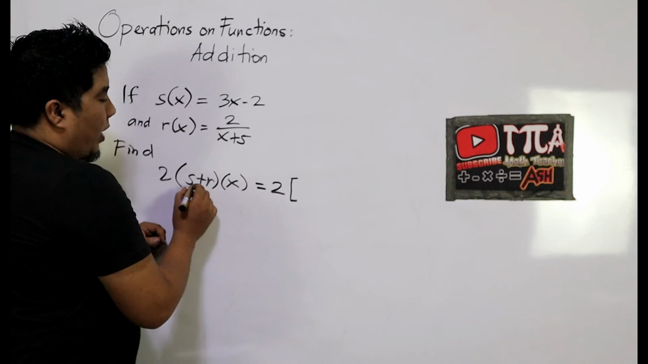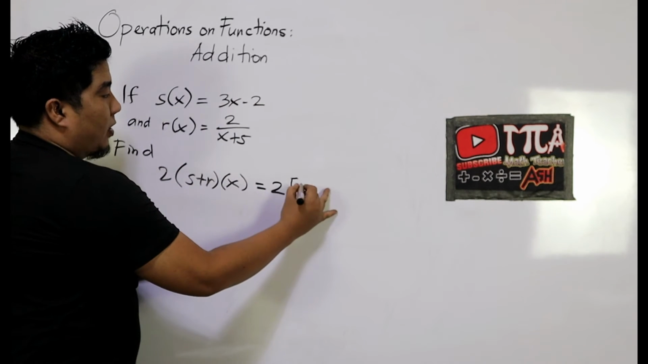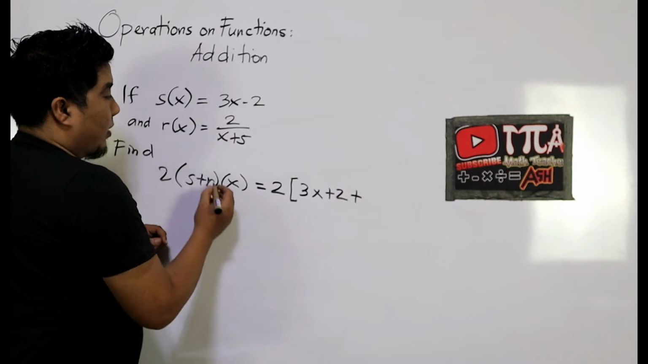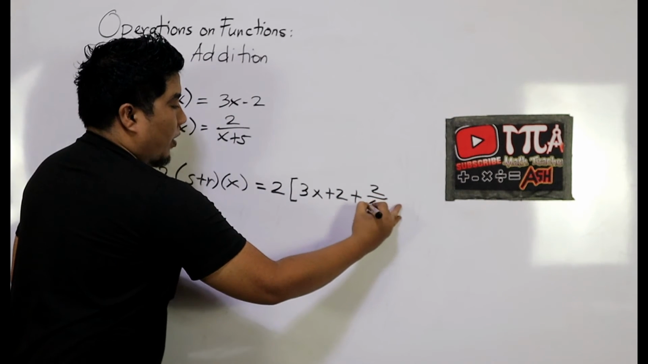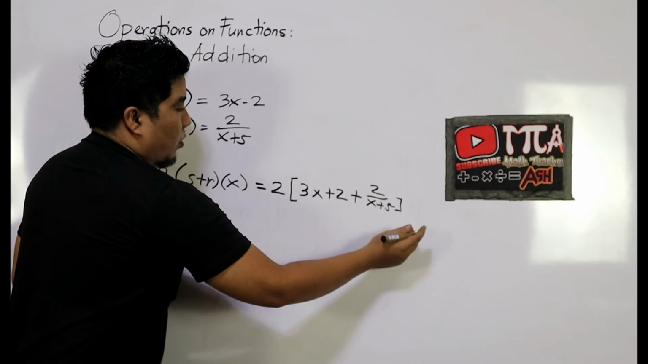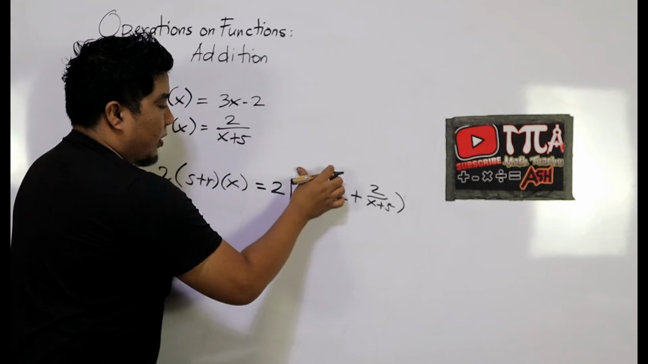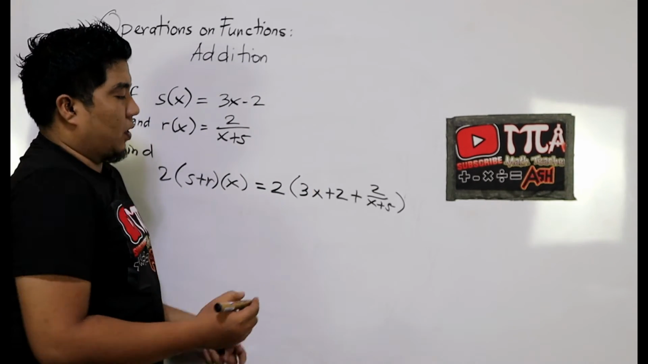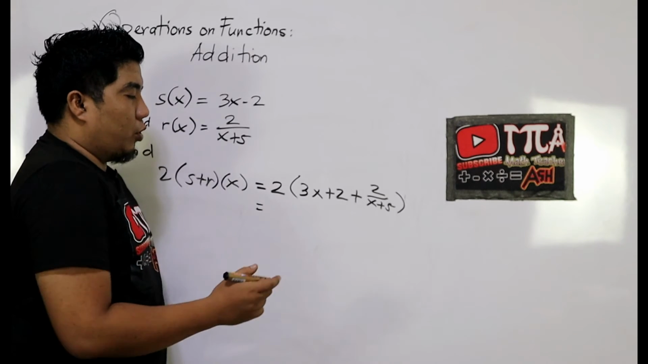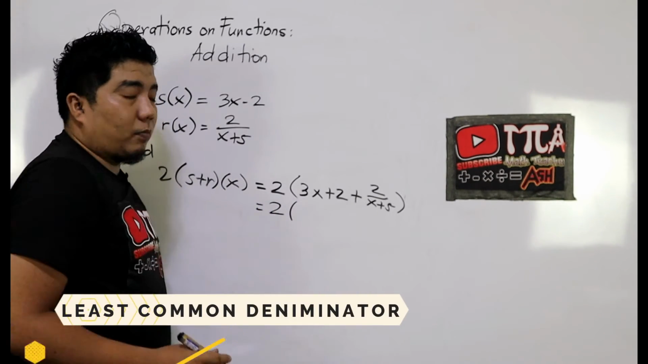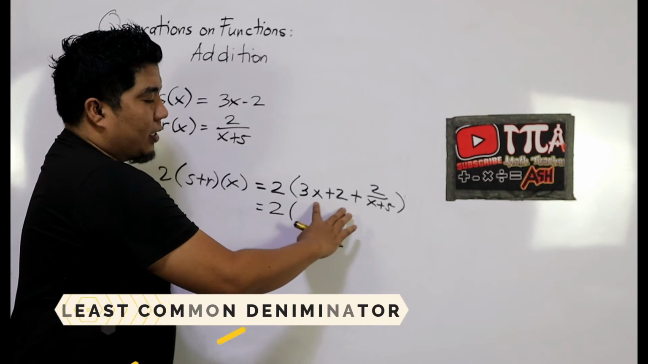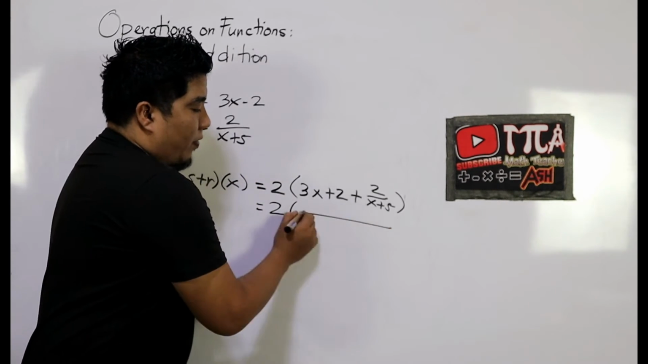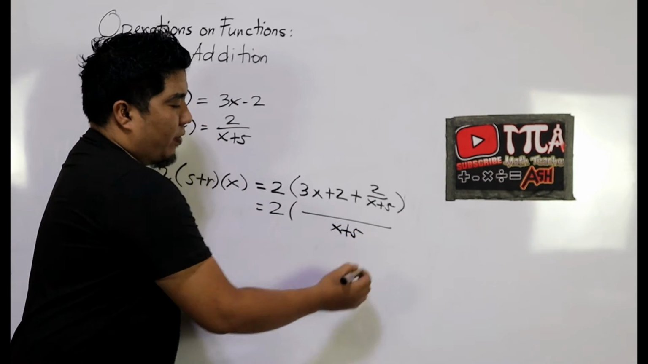And then we have our s of x. S of x is 3x plus 2. And then we have our r as 2 over x plus 5. Okay. So I can use parentheses in this case. So by simplifying, how do we do this one? What we need to do here is to use the LCD. Since this is an expression with over 1 as its denominator, we can have a common denominator of x plus 5.